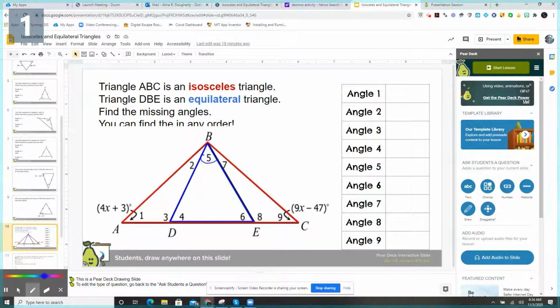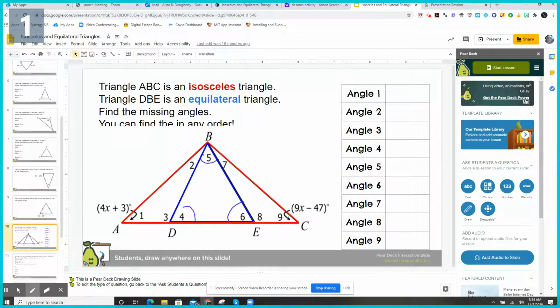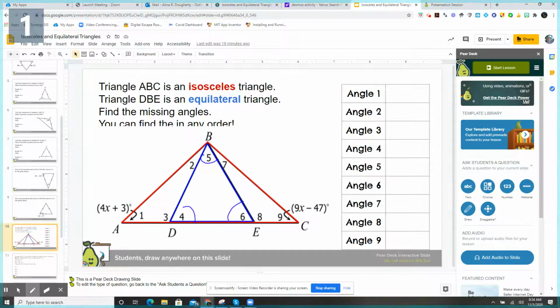So what do I know about equilateral triangles? They're all? They all have the same size. They're all equal. So what's the answer to 4, 5, and 6?